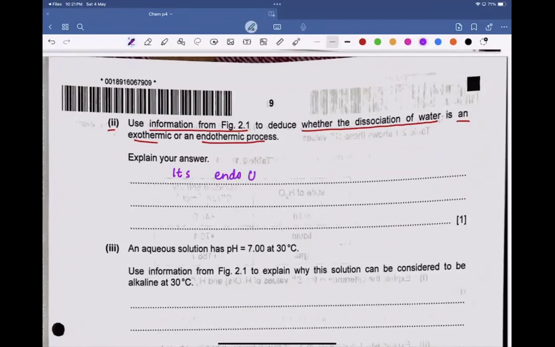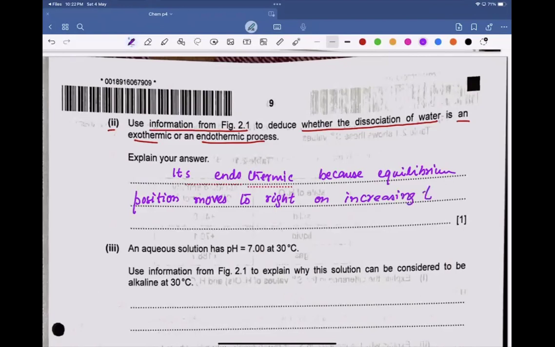It's endothermic because equilibrium position moves to right on increasing temperature. Is this clear to all of you?